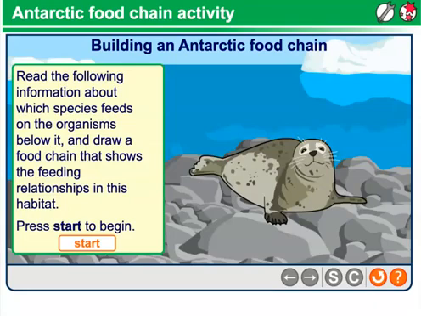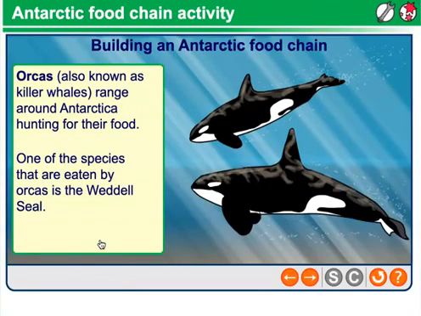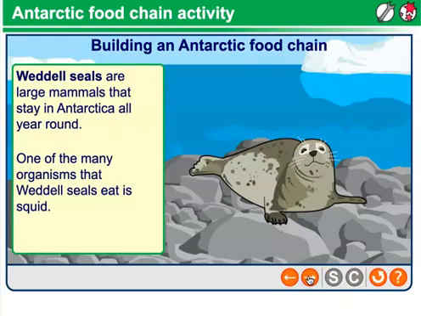Antarctic food chains. We're going to look at some information about what species exist in the Arctic, and we're going to construct a food chain that shows the feeding relationships in this habitat. Orcas, also known as killer whales, range around Antarctica, hunting for their food. One of the species eaten by orcas is the Weddell seal. Weddell seals are large mammals that stay in Antarctica all year around.